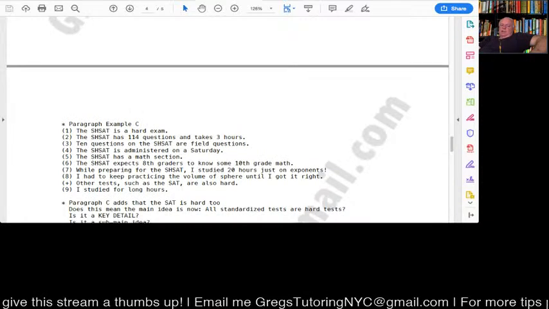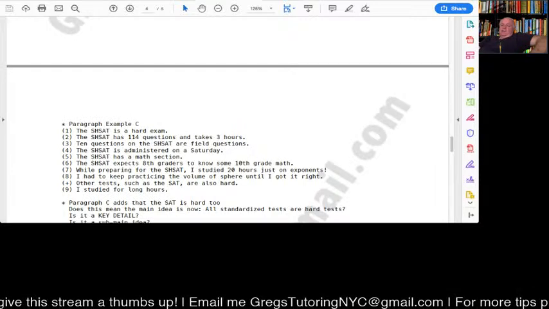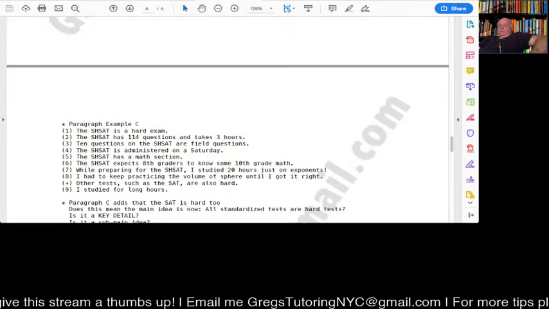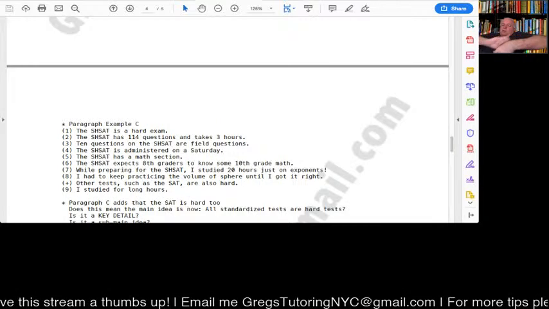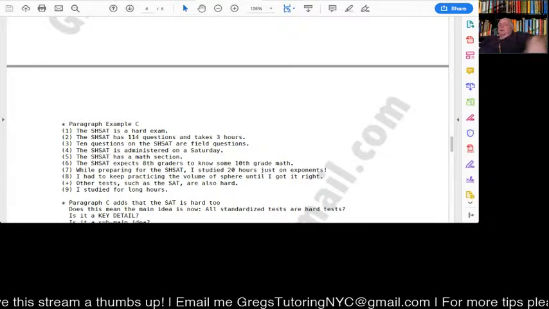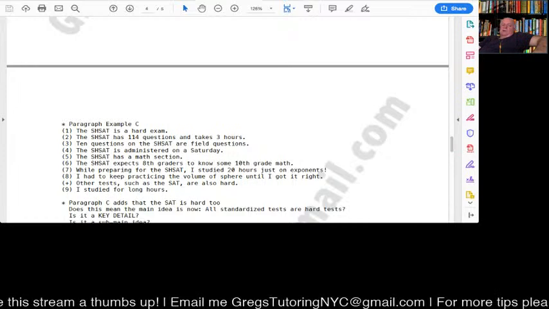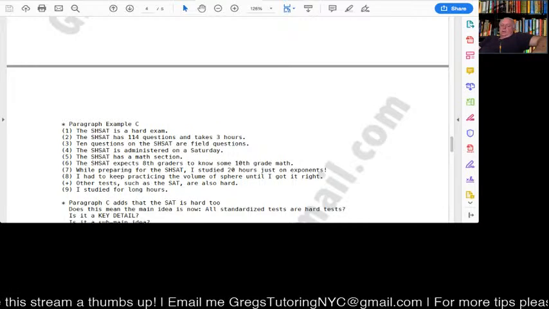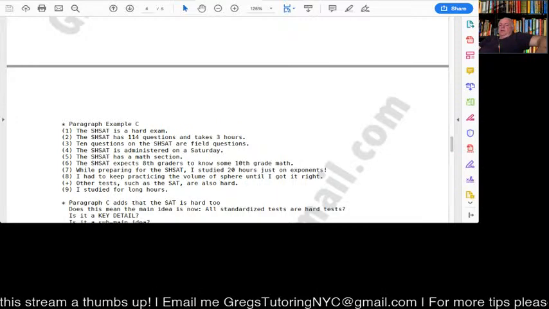So is it a key detail? Is that a significant detail that I can use to support my thesis statement? Remember we said that the if, then, because stuff earlier? So because other tests such as the SAT are also hard, does that also mean the SAT is hard? No, that fails that test.